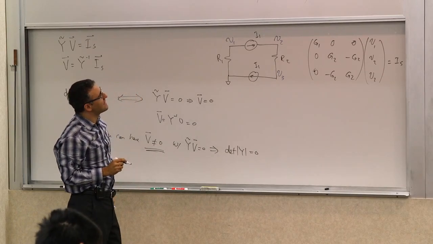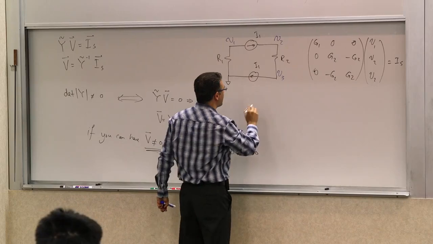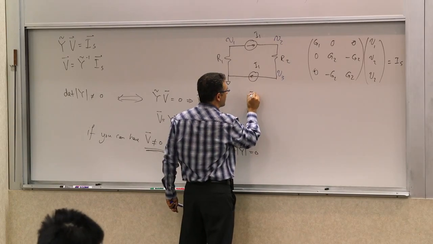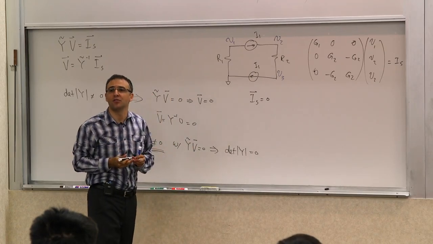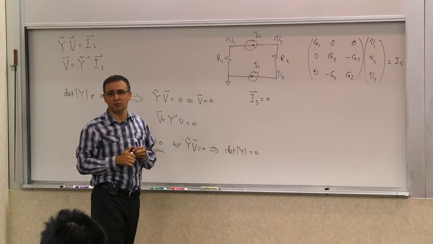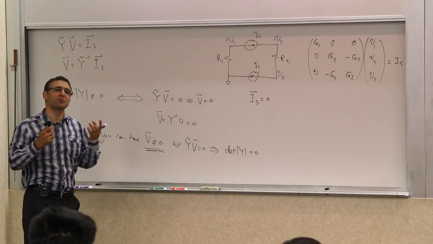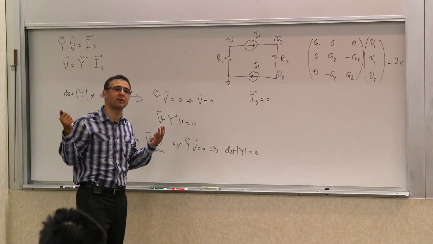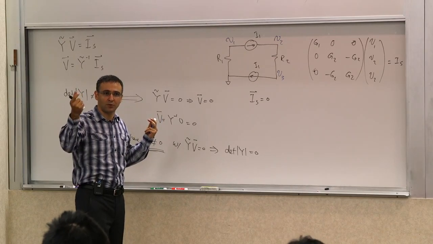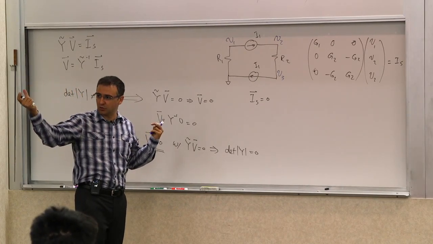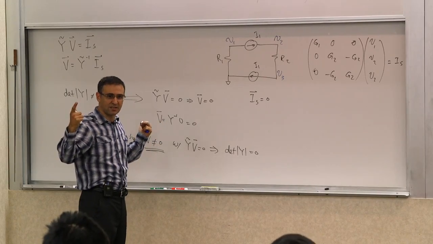Now let's look at this from a physical standpoint. If I set all the stimuli to 0, in other words, if I set the Is vector to be 0, it means that I have nulled all my independent sources. What does it mean to make a voltage source 0? What do you turn it into? We talked about this last time. It's a short circuit, right? A voltage source whose value is 0 is a short circuit. What is a current source whose value is 0? It's an open circuit, right?